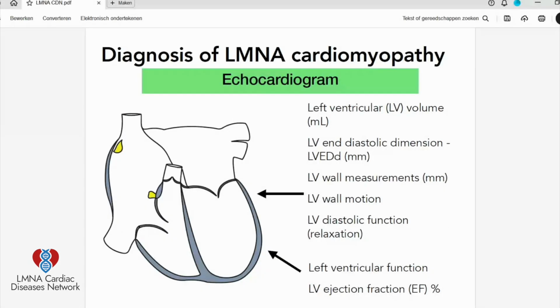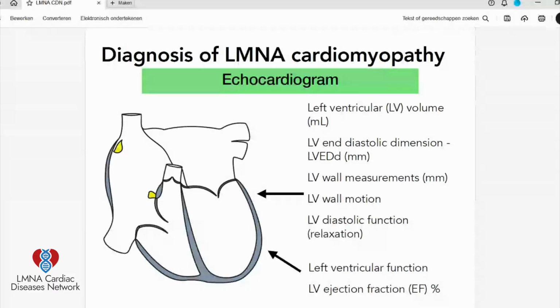So when we're doing an echo, what are the things we're specifically looking for? So we can look for the size of the left ventricle. That's going to be very important. So we look at the dimensions of the ventricle when it's completely relaxed at end diastole. That's the relaxation. And we can assess the volume from that. And of course, we can compare that to the normal range that have been derived from many, many echoes over many years of doing this.